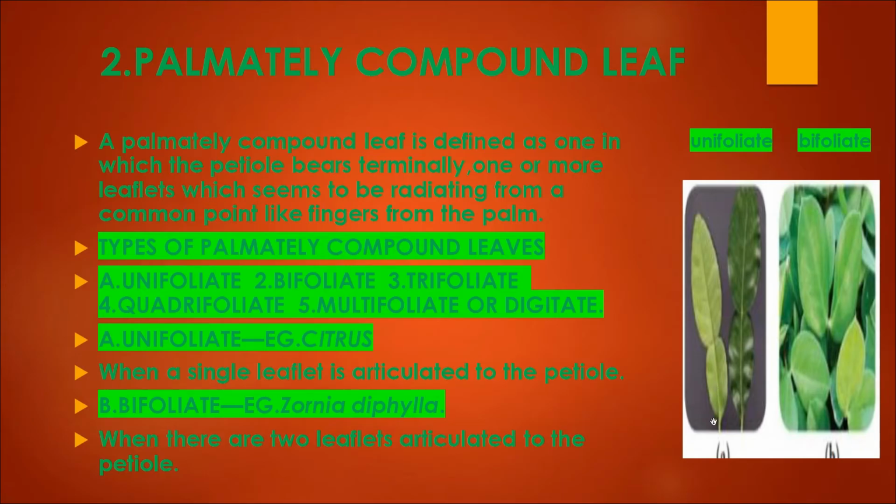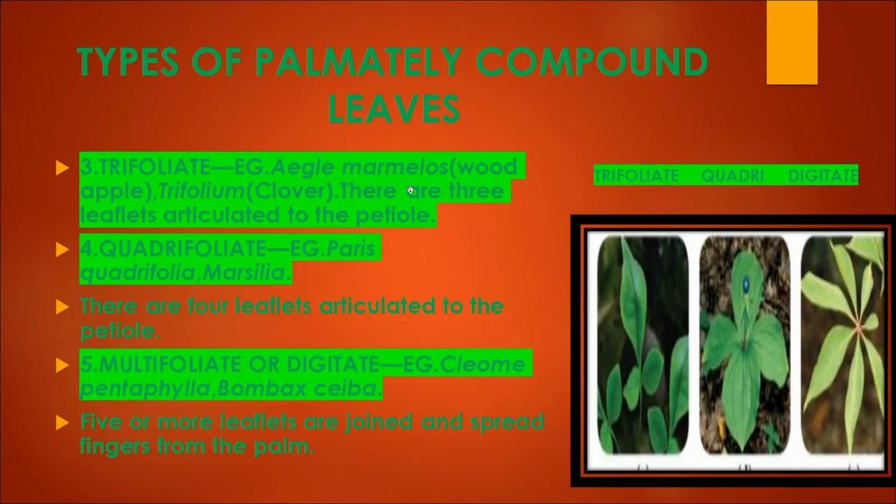So here we can see a single leaflet which is articulated to the petiole. Bifoliate Zornia diphylla. When there are two leaflets articulating to one petiole, we call it bifoliate. Trifoliate Aegle marmelos, wood apple, Trifolium clover. There are three leaflets which will be articulating to a petiole, then it is trifoliate. Quadrifoliate Paris quadrifolia. We can see four leaflets articulating to a petiole.